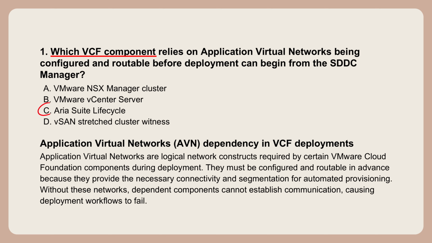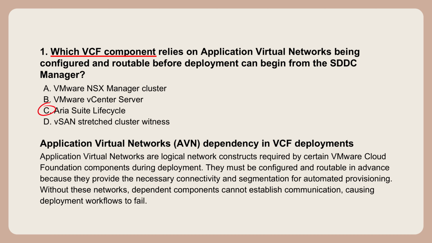Right. Now let's look at why the other options are incorrect. Yeah, what about NSX and vCenter? Well, option A, the NSX Manager Cluster, and option B, vCenter Server, are actually the infrastructure that creates the environment where AVNs can exist in the first place. Oh, so they come first. Exactly. They are deployed earlier in the bring-up process using standard management networks, not AVNs. Okay, that makes total sense. You have to build the factory before you can use the assembly line. That's a great way to look at it.